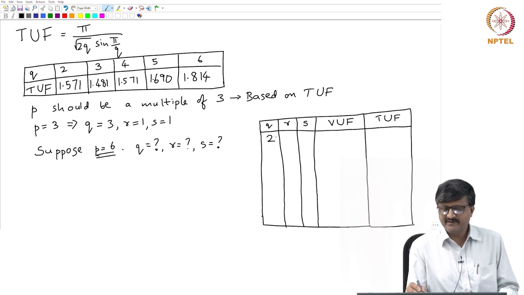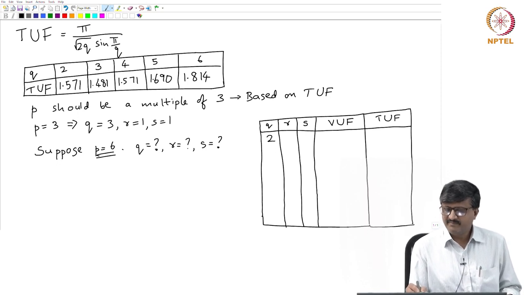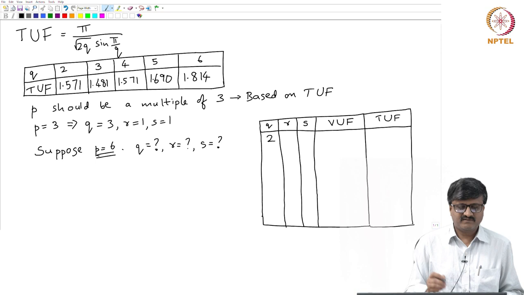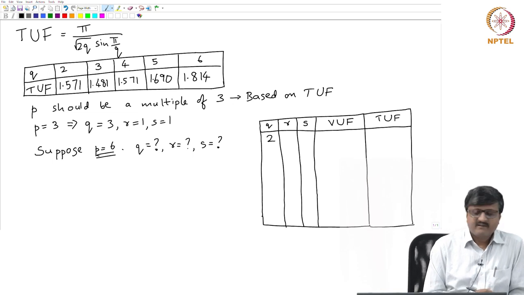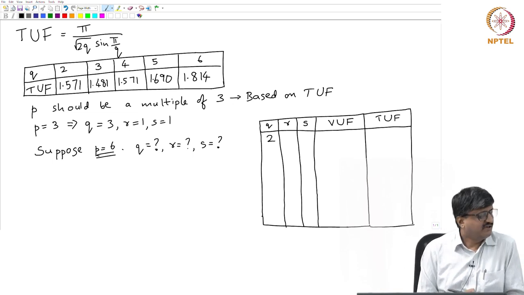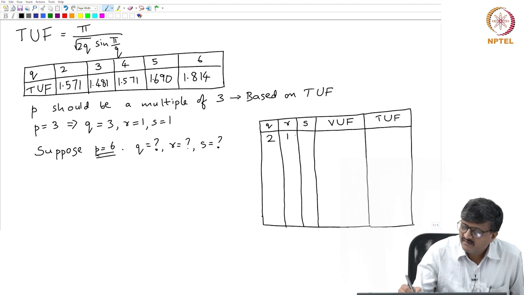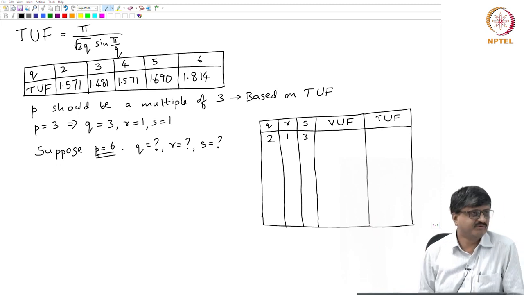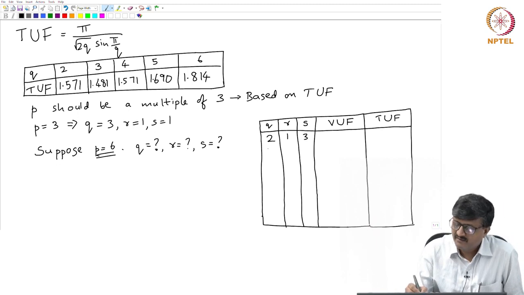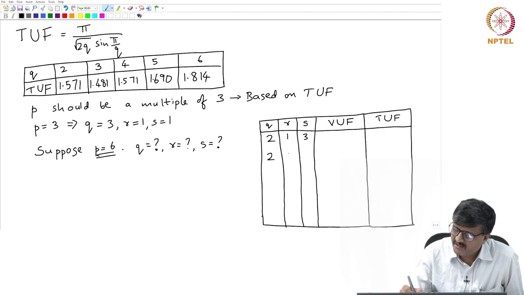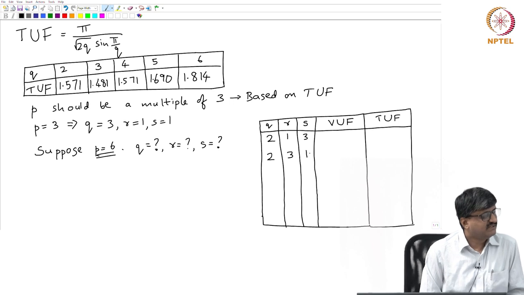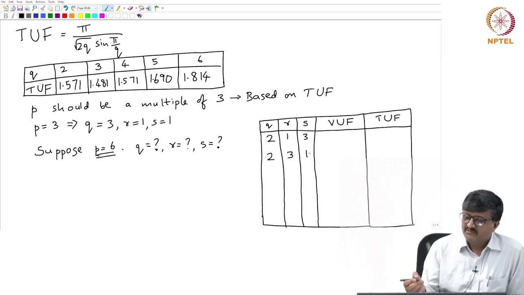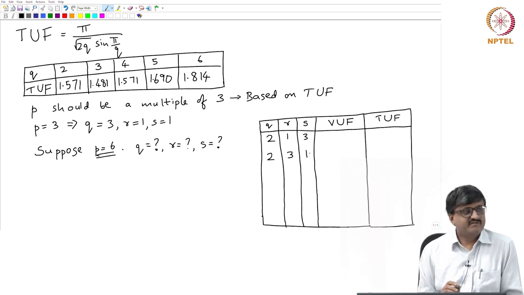Now please note, I am taking Q equal to 2. This is because the earlier result of Q equal to 3 was only based on TUF. So if Q is equal to 2, then I can have R equal to 1 and S equal to 3, so that P is equal to 6. Or I can also have R equal to 3 and S equal to 1. Okay. Now these are the only two cases with Q equal to 2.